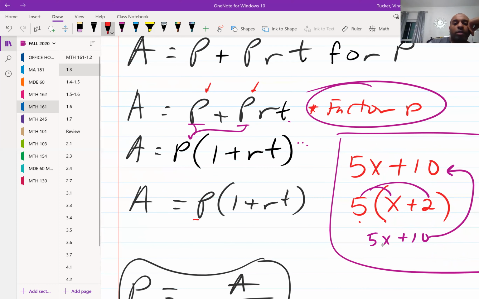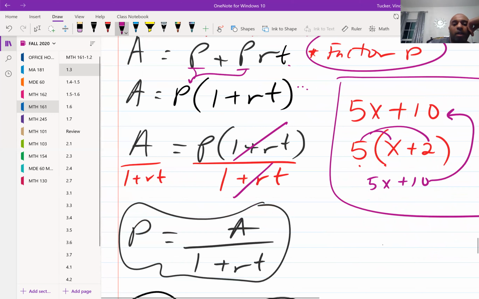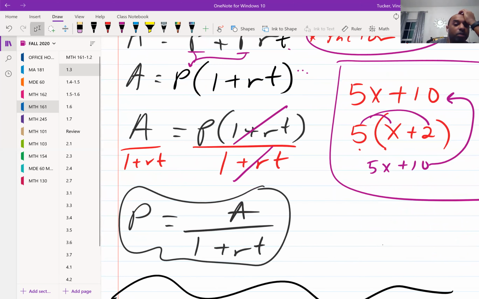So now what we'll do is divide both sides by that quantity of 1 plus RT, so that we can get P by itself. That was P times that quantity, so we divide it by 1 plus RT, and that'll give us a final answer of P equal to A over 1 plus RT.